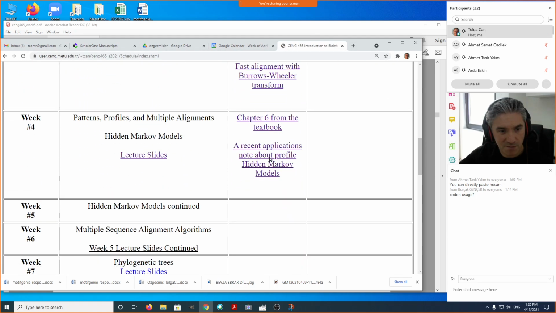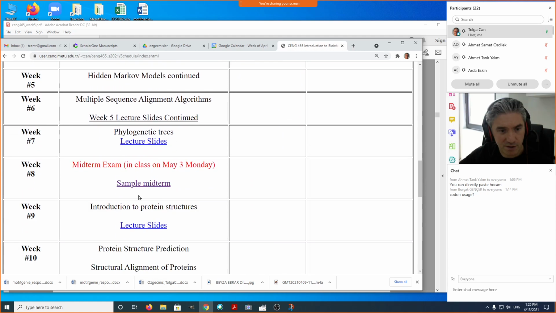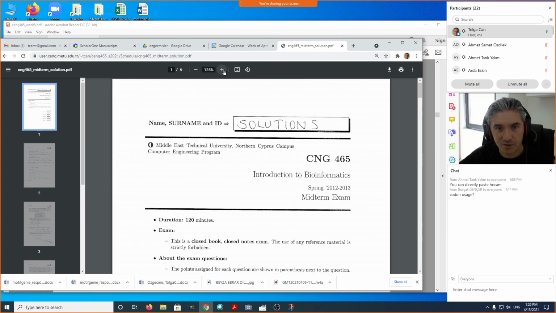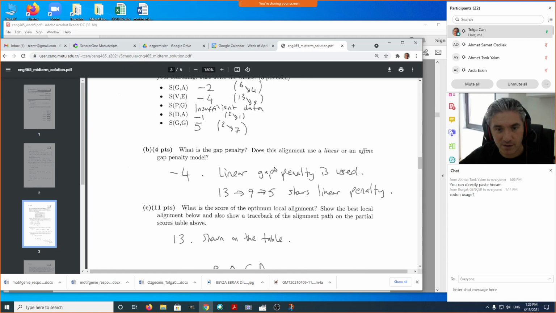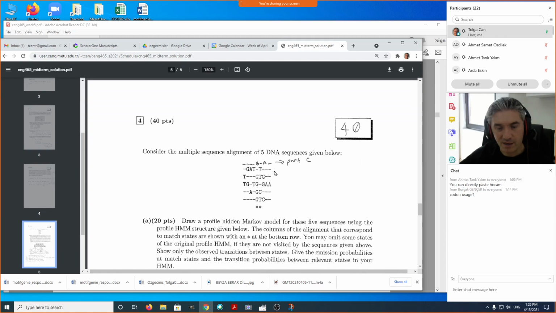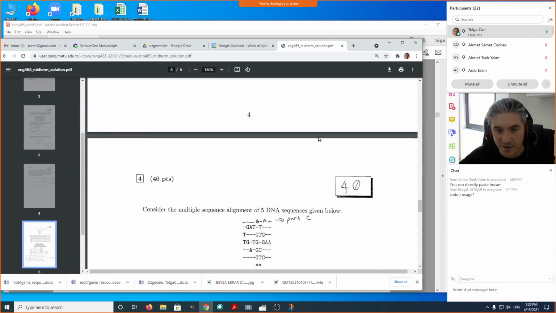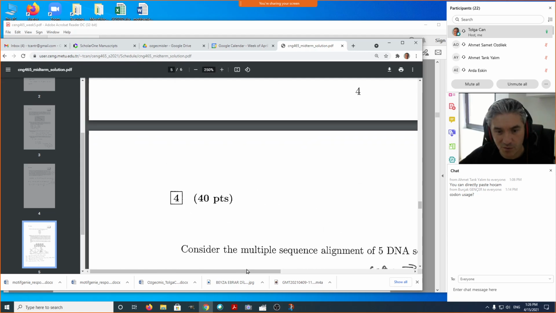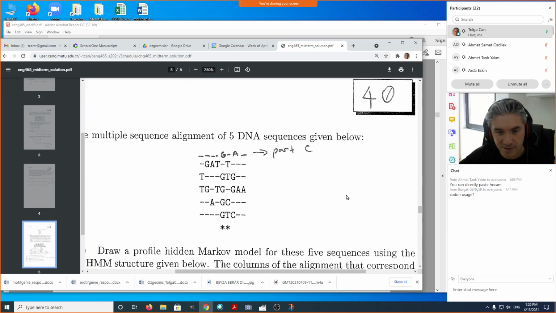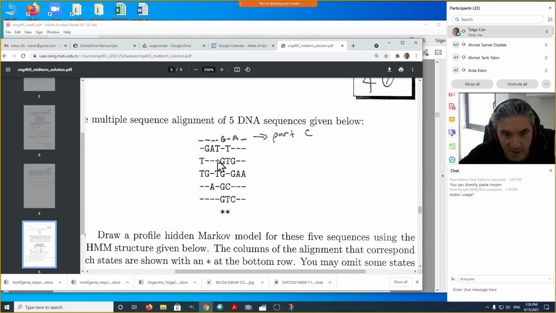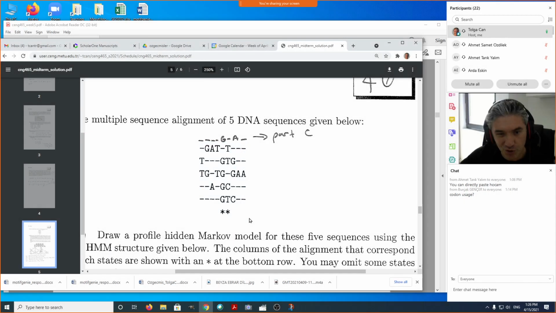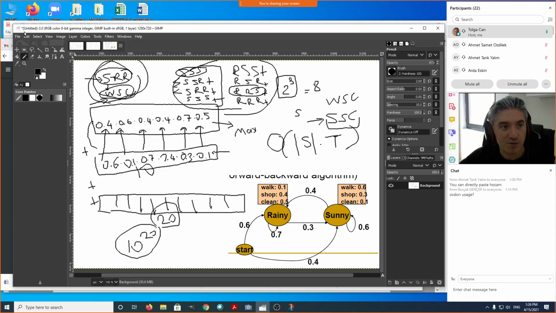the sample midterm should contain a hidden Markov model question. Let's see. Let me go to the sample midterm, and yeah, here we go. Look at this. Now, let me zoom in a little bit more and get only this part, which excludes the solution to part C. Now I'm going to copy it here.